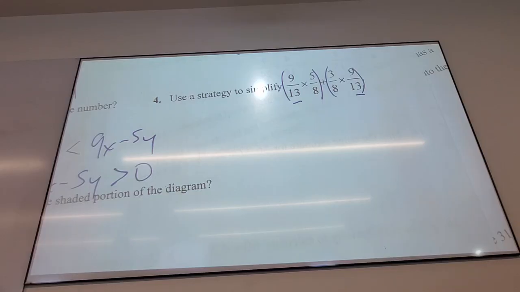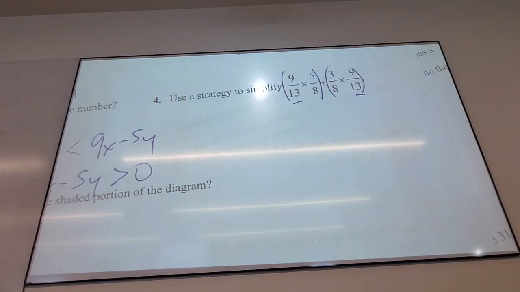You can combine 5/8 and 3/8? You cannot, because that would not be following order of operations. So I can't right now do 5/8 plus 3/8 is 8/8, because nowhere in there does it say 5/8 plus 3/8. It says 9/13 times 5/8 plus 3/8 times 9/13. I don't see 5/8 plus 3/8 in there anywhere.